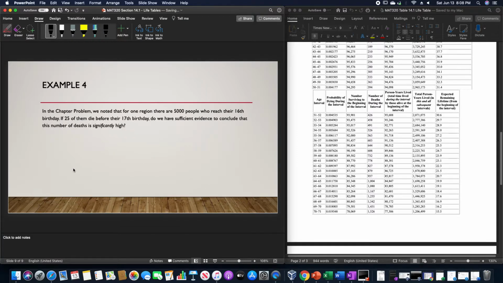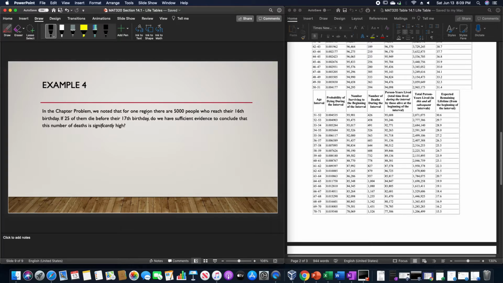And then finally, example number 4. In the chapter problem, we know that for one region there were 5,000 people who reached their 16th birthday. If 25 of them died before their 17th birthday, do we have sufficient evidence to conclude that the number of deaths is significantly high?